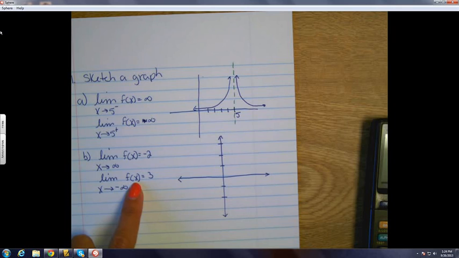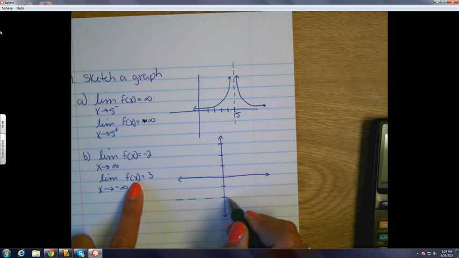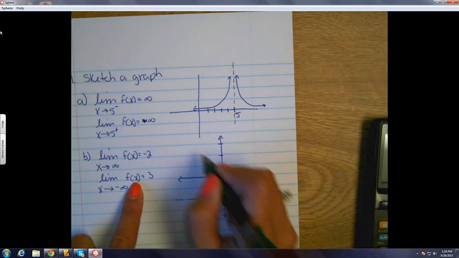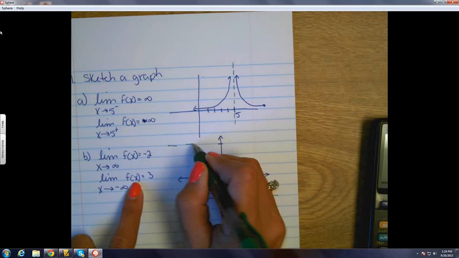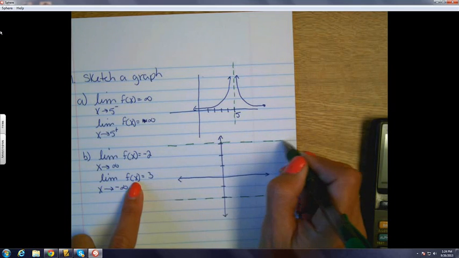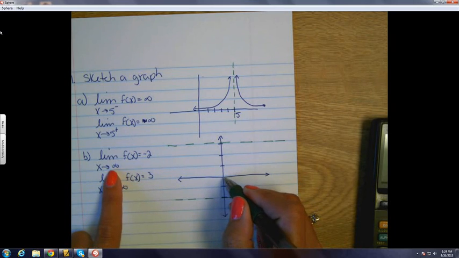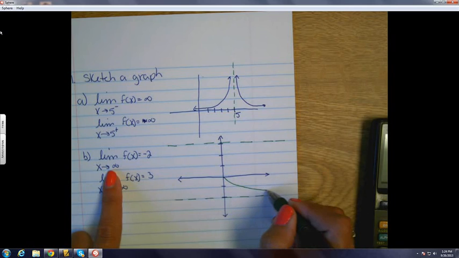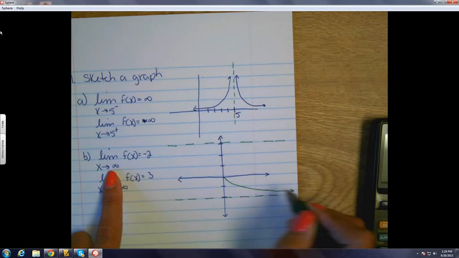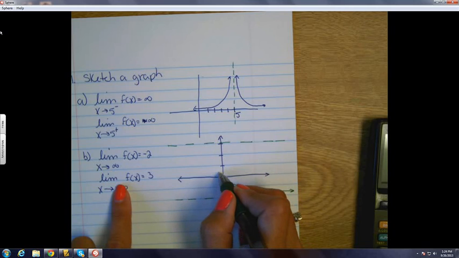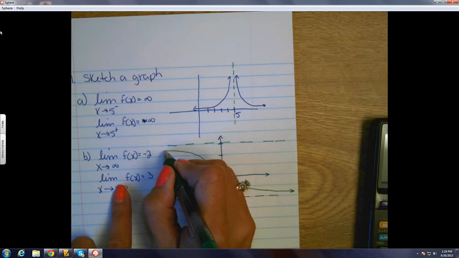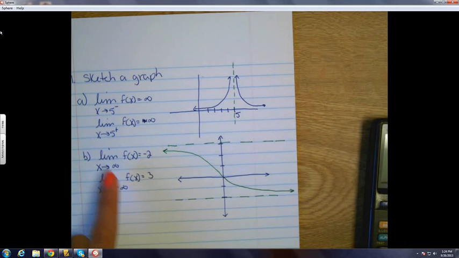So what I'm going to do is put in a horizontal asymptote at negative 2, and then one at 3. So as I approach out to infinity, I want to approach the negative 2. And then as I go this way, there is more than one way to do this one. I was hoping maybe you'd come up with something else on your own, but that's okay if you didn't.